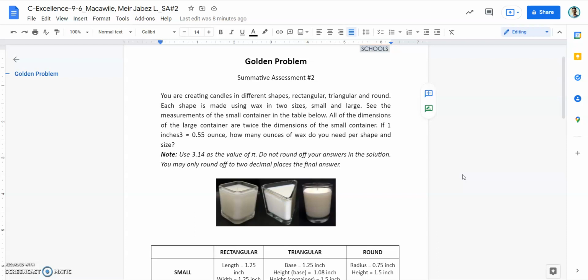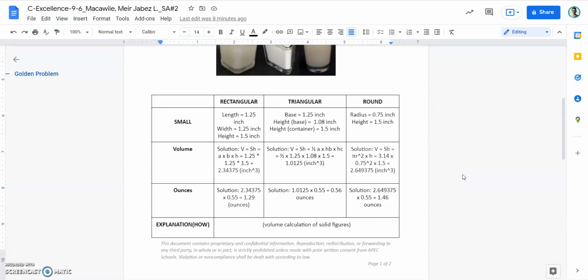If 1 inch cubed equals 0.55 ounce, how many ounces of wax do you need per shape and size? You need to note, use 3.14 as the value of pi. Do not round off your answers in the solution. You may only round off to 2 decimal places the final answer. Now the small first that we have to do, we need to find the rectangular, the triangular, and the round.